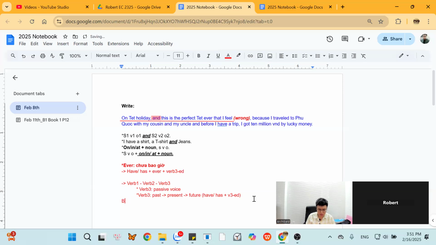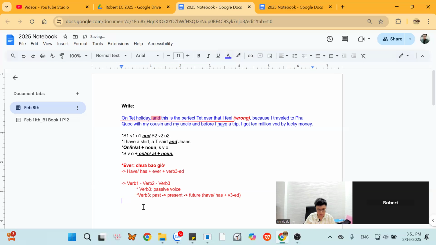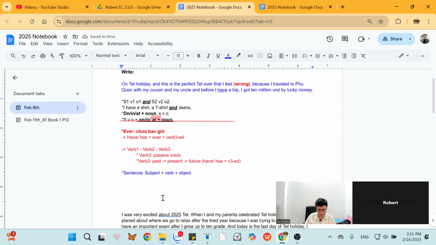Sentence. Do you understand the word sentence, Robert? What is the meaning of the word sentence in Vietnamese? Câu. Oh, very good. If we call it a sentence, we should have something like this: subject, action, verb, and an object. This is the sentence.